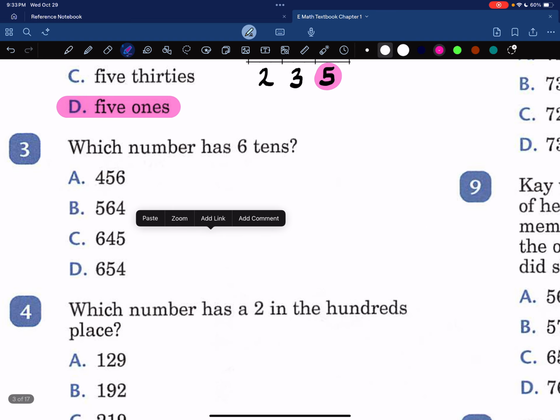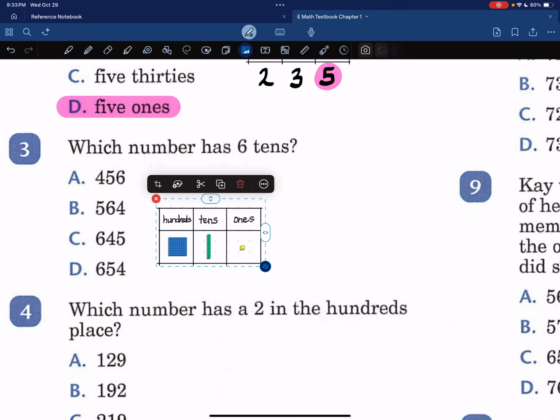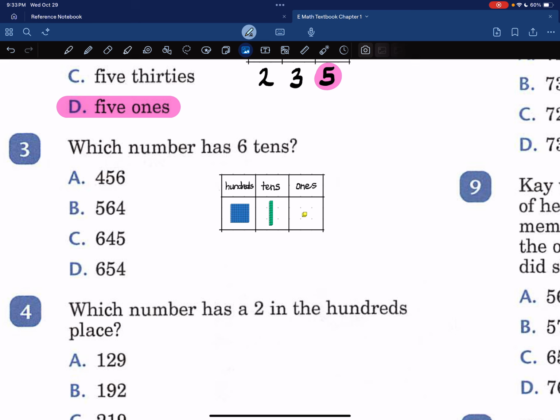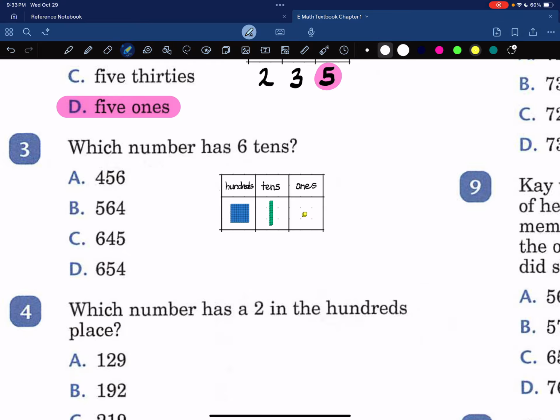Which number has 6 tens? Tens is which place? It's the middle. So I'm going to highlight for you the middle slot. So we have tens. There's 5 tens, 6 tens, 4 tens, and 5 tens. And the question is which one of them has a 6 in the tens place. So that would be option B.